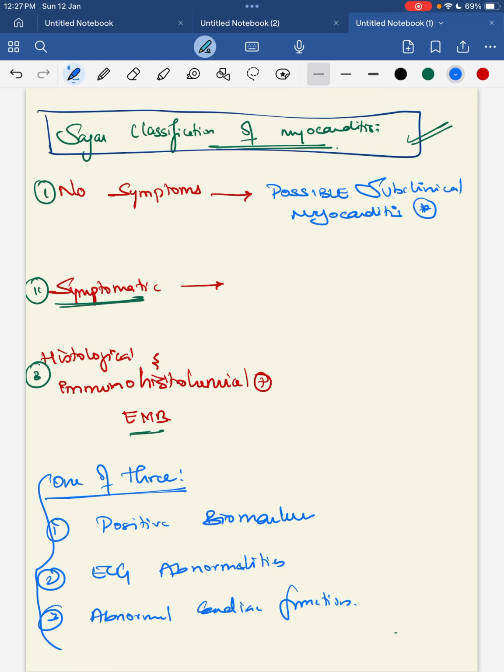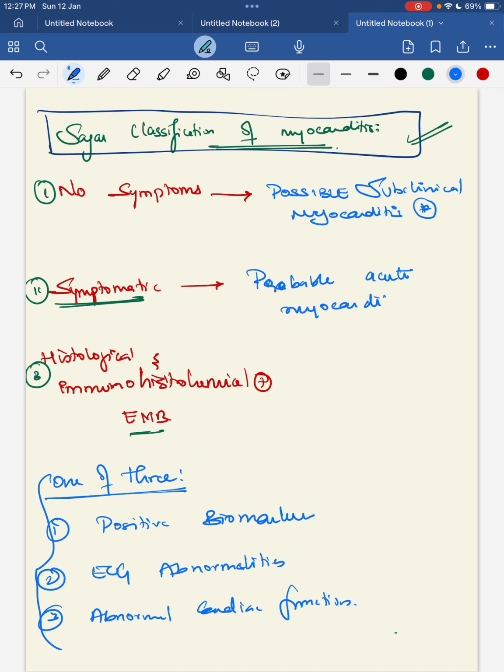then you call this child to have a definite acute myocarditis. So this is regarding your Sagar classification of myocarditis. Fine? Yes. Next subheading is your investigations.